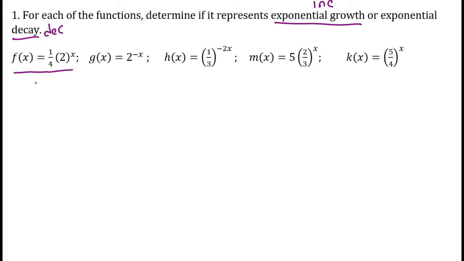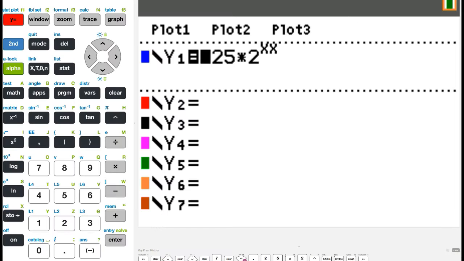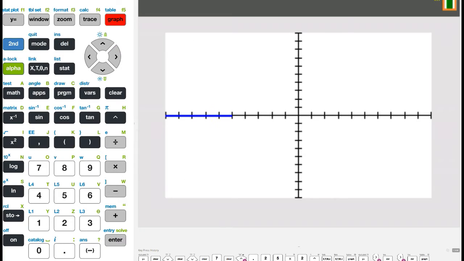When it has this form of a times b to the x, we look at the b value. We look at the b value and say it's bigger than 1, so it's exponential growth. If I go graph that and type that into y1, 0.25 times 2 raised to the x power, and look at a graph of it, we get that nice exponential function, and there it is. It's definitely exponential growth.